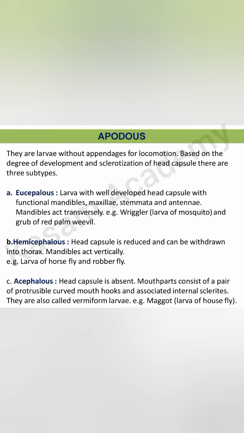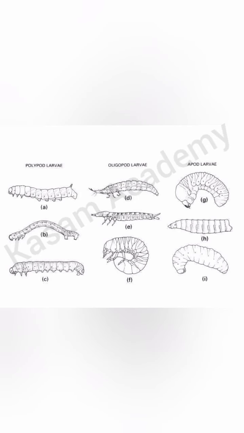An example of this is the larva of the horsefly and robberfly. And the third type is acephalus, in which the head capsule is absent and the mouth parts consist of a pair of protrusible curved hooks. An example of this type of larva is the maggot, that is the larva of the housefly. In this slide you can see different types of larvae: polypod, oligopod and apodous larvae.